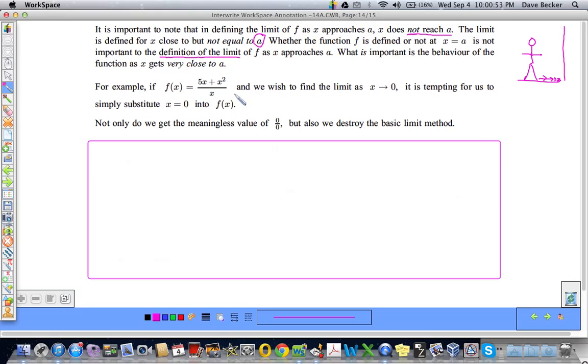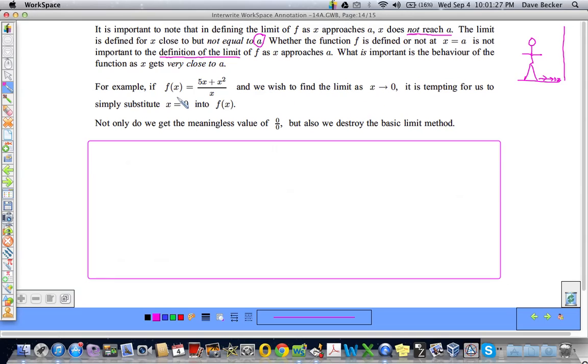Well, look at this function right here. If we wish to find the limit as x approaches 0, we would have a 0 in the denominator, and that is undefined, boys and girls. We can't divide by 0. The world will end. But as far as a limit is concerned, it's not important because we're not asking what is the value when x equals 0. We're saying what's happening to the function as x gets closer to 0.